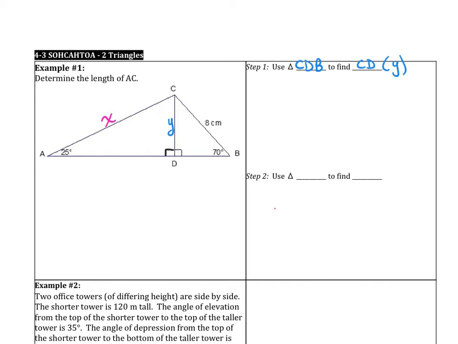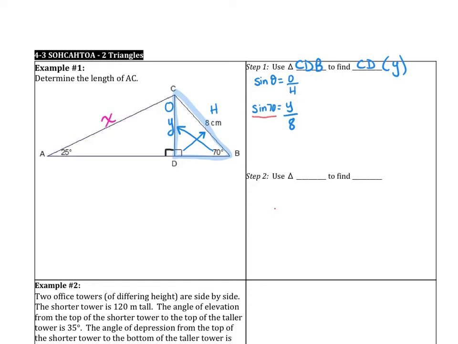So in this triangle on the right, this side is opposite the right angle, so that's the hypotenuse. This side is opposite the reference angle, so that is the opposite. So we're going to be using the sine formula. So sine theta equals opposite over hypotenuse. And substitute in sine 70 equals the opposite, which is y, over the hypotenuse, which is 8.